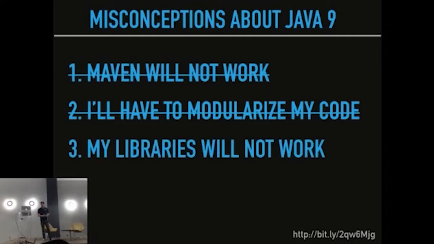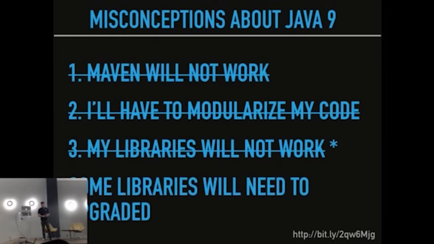And then the final misconception is that my libraries will not work in Java 9. I'll give that one partial credit because there are some libraries that will need to be upgraded. I have found that libraries that heavily depend upon reflection, like Hibernate, AspectJ, and Lombok, are the ones I've had the most issues with, and they will have to be upgraded. All this is to say that moving to Java 9 shouldn't be as big of an issue as you may have heard, perhaps on Twitter or on the blogosphere.